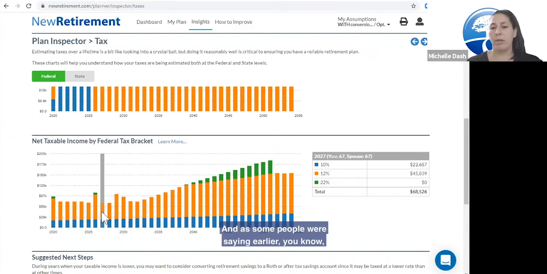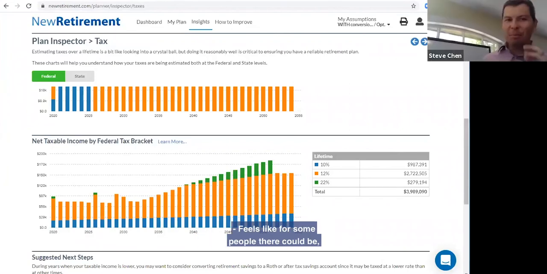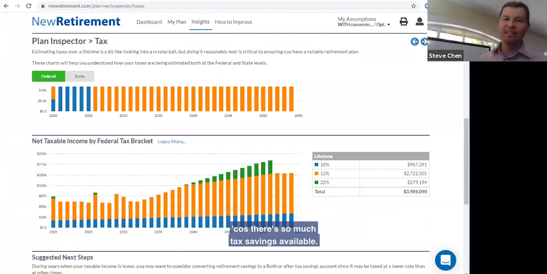And as some people were saying earlier, that has other implications. Staying in a low tax bracket, you're paying less for Medicare. You might be under other thresholds. So it's really thinking about holistic planning. I'm going to try to scroll through the questions now, or if anyone wants to raise their hand and ask, that's fine too. It feels like for some people there could be a total break-even analysis of is it even worth working to a certain point? Is there so much tax savings available? Is it worth taking time off to drive your income down?